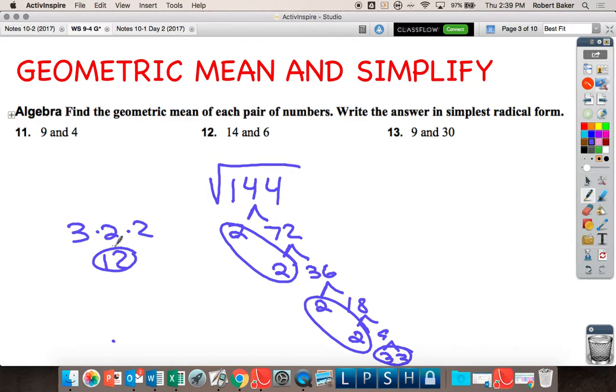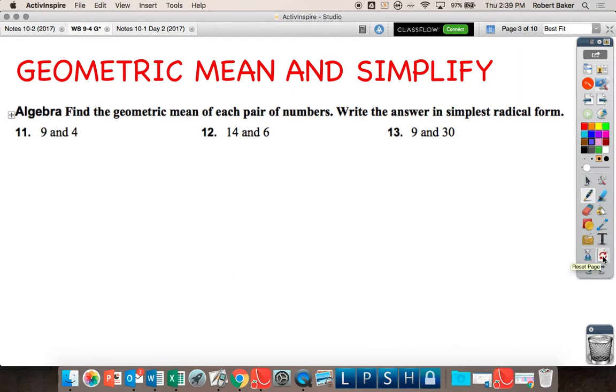Alright. Are we smart? What is the geometric mean of 9 times 30? 270. Now I'm going to ask you, what are 2 numbers that multiply and make 270? Okay, 9 and 30. Alright, so why do we even do that? Pull the 3 out of the 9. The square root of 9 is 3.